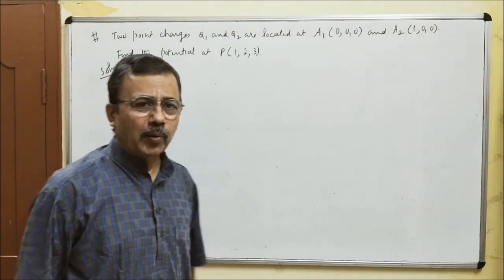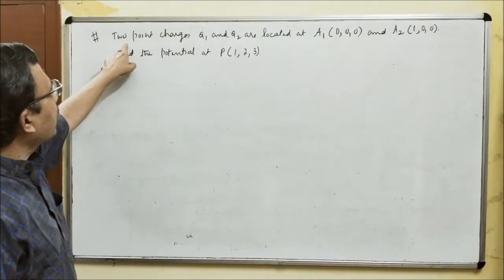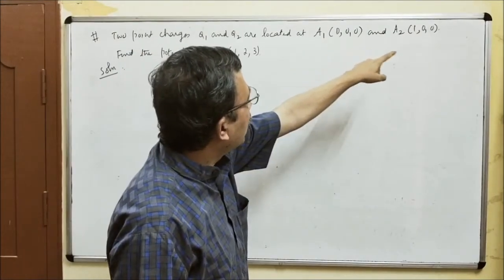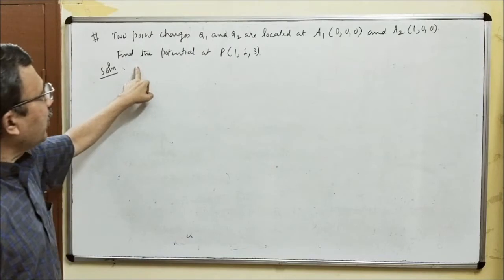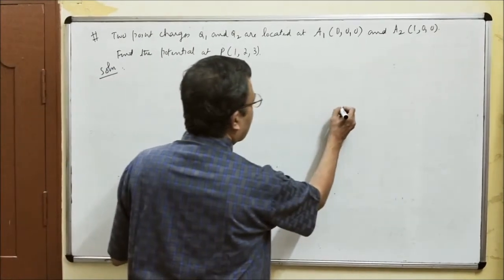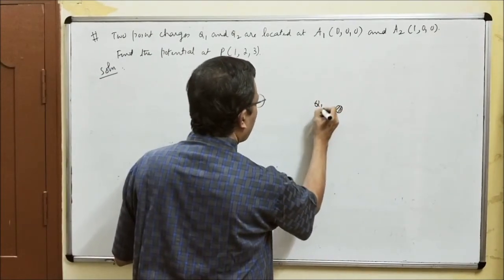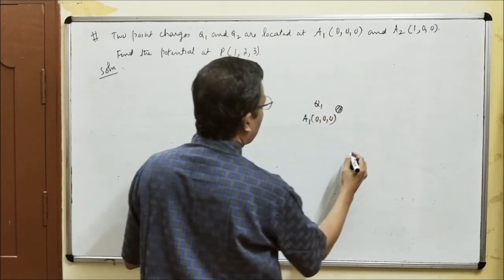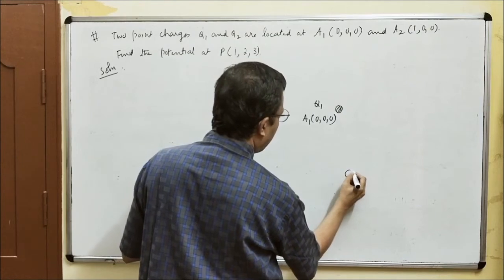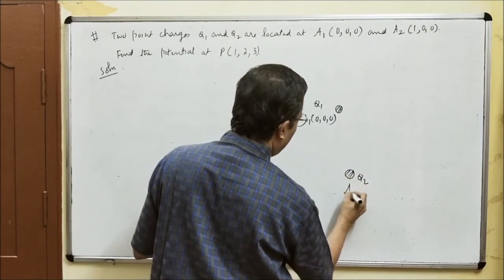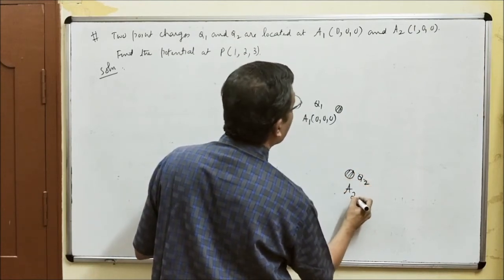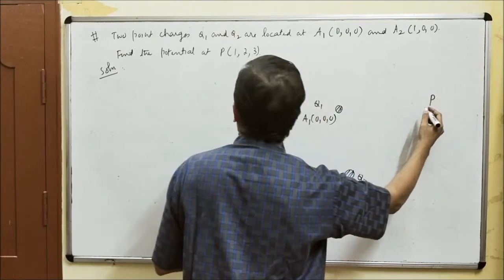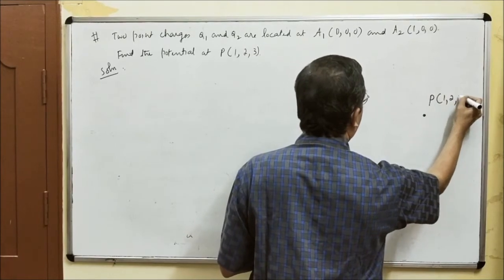Next, we'll go to a very simple problem asked in the examination. Two point charges Q1 and Q2 are located at A1 (0, 0, 0) and A2 (1, 0, 0). Find the potential at P (1, 2, 3). So charge Q1 is located at the point A1 (0, 0, 0). Q2 is located at the point A2 (1, 0, 0). P is the point having the coordinates (1, 2, 3).